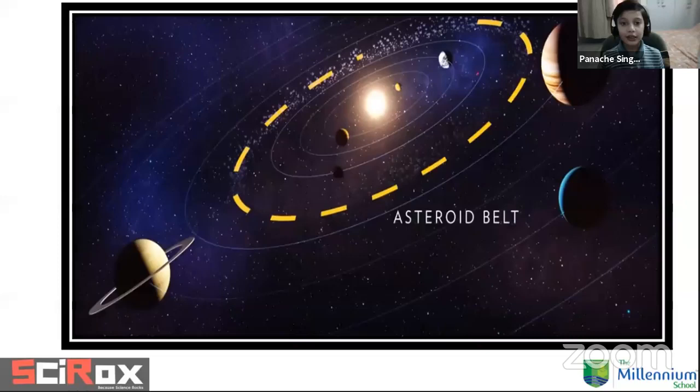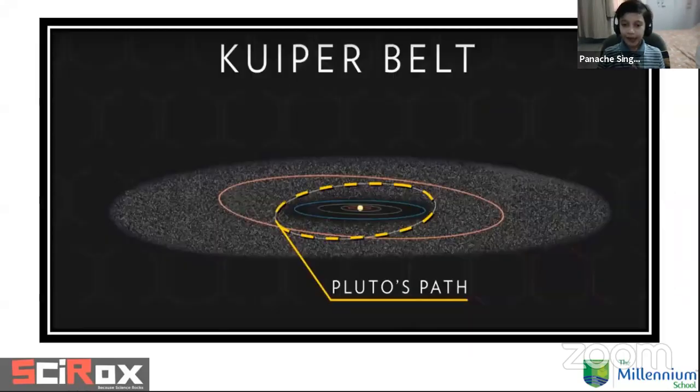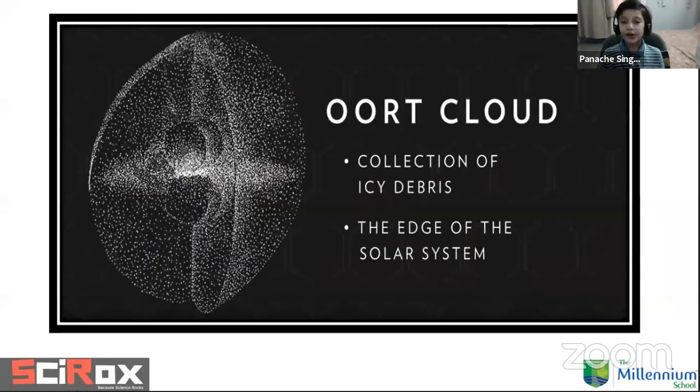Other objects in the solar system orbiting the terrestrial planets is the asteroid belt, a flat disk of rocky objects full of remains from the solar system's formation. Another disk of space debris lies much further out and orbits the Jovian planets, the Kuiper belt, birthplace of many comets. Beyond the Kuiper belt is the Oort cloud, which is a collection of icy debris. It is considered the edge of the solar system.